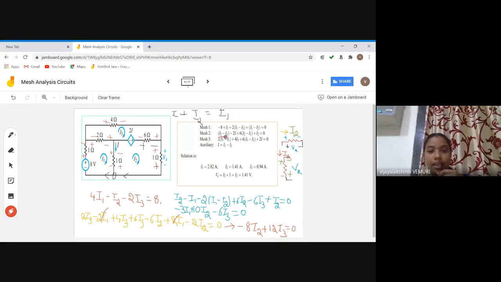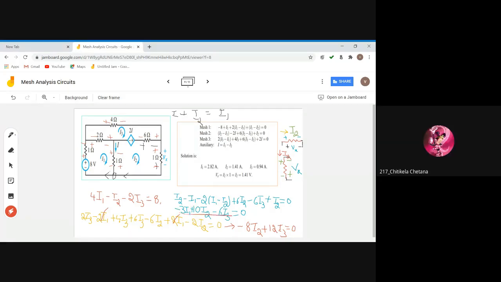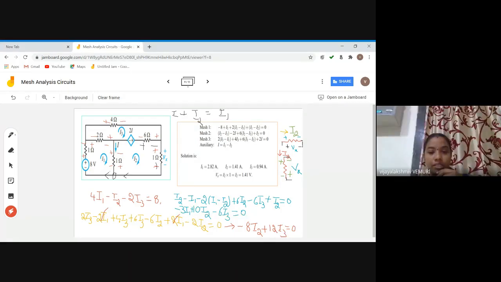Now coming to the second equation. I2 minus I1, I have written here, minus 2 into, in place of I I have substituted I1 minus I2. Next, plus 6I2 minus 6I3 plus I2 is equal to 0. If I just solve this, I got this equation. Have you got the same? Yes, ma'am. Minus 3I1 plus 10I2 minus 6I3 is equal to 0.